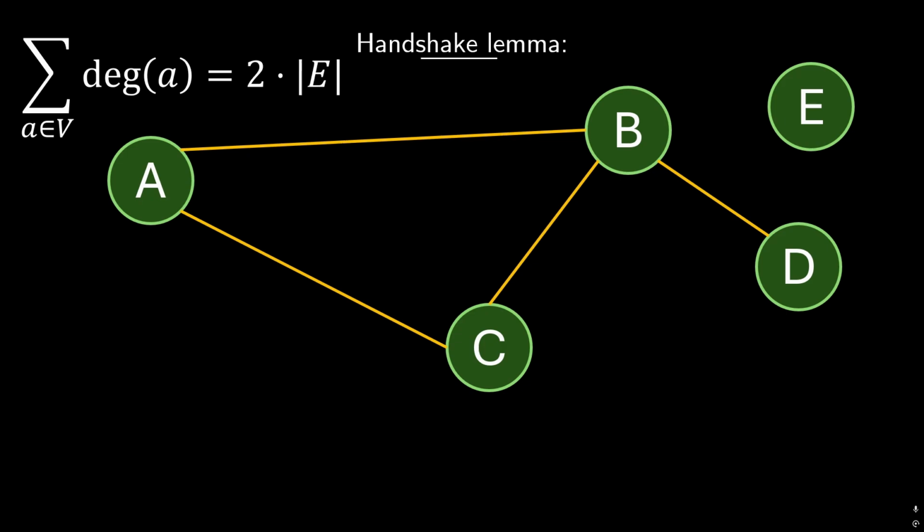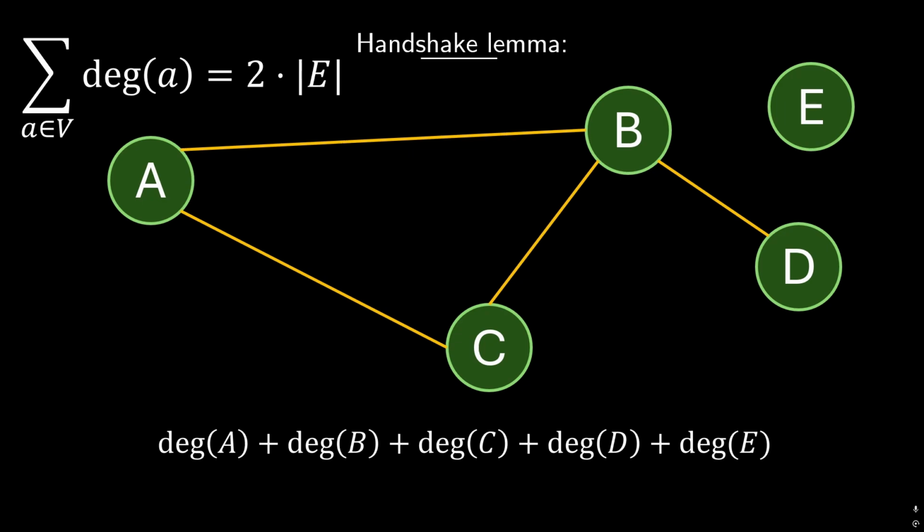Okay, so we kind of expect 4, which means we want to sum up the degrees, and it should be 8, right? So let's try doing this. To sum up the degrees, I have to add the degree of A to the degree of B to the degree of C, D, and so on and so forth.